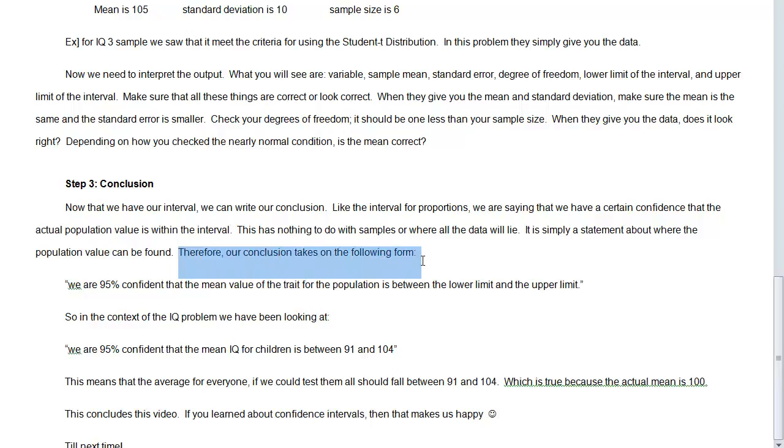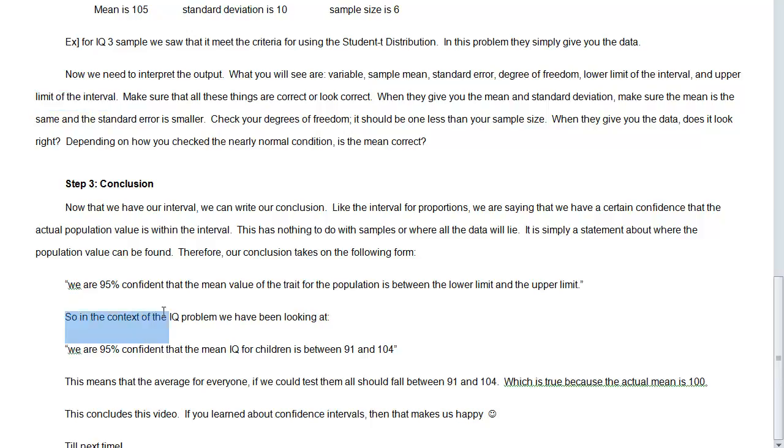Therefore, our conclusion takes on the following form. We are 95% confident, that could be a different value, but we use 95% today, that the mean value of the trait for the population is between the lower limit and the upper limit that we saw in the output. Remember, it's going to give us sample mean, standard error, degree of freedom, lower limit, and upper limit.